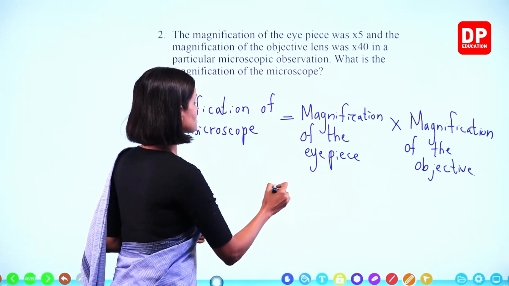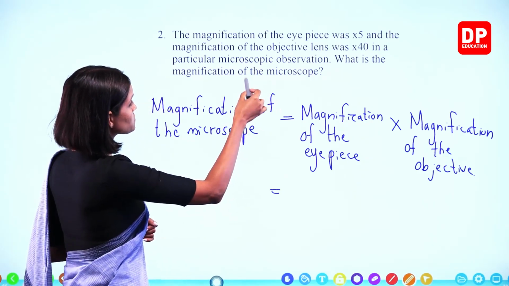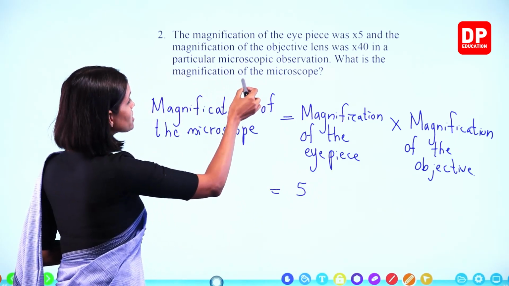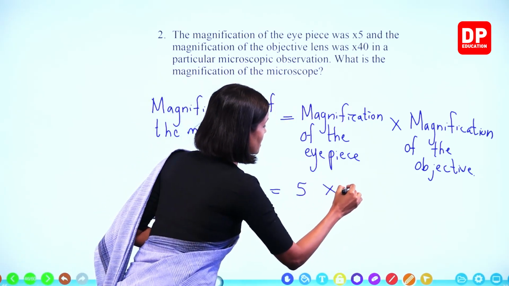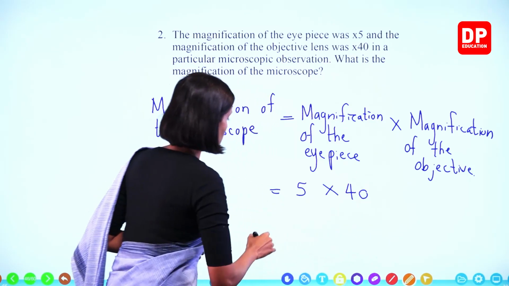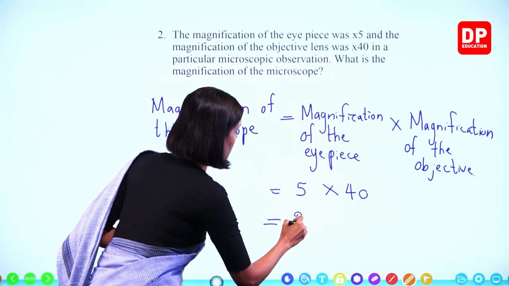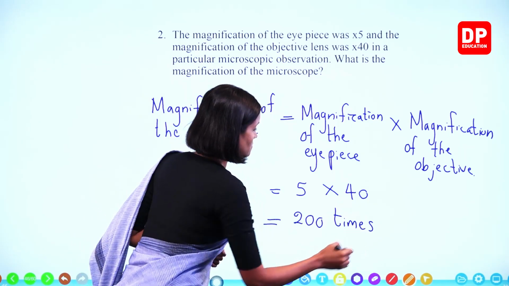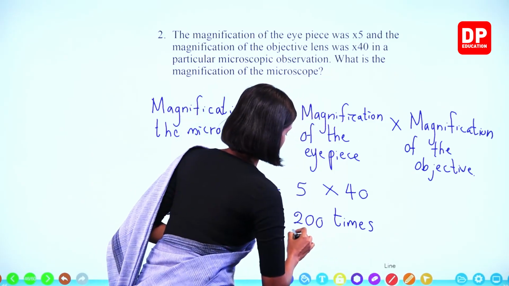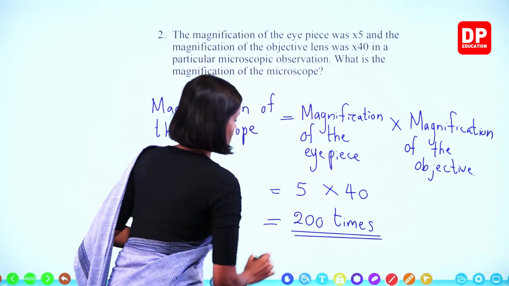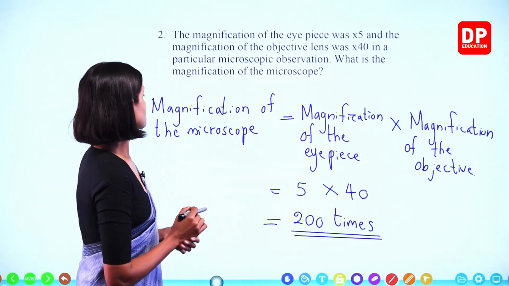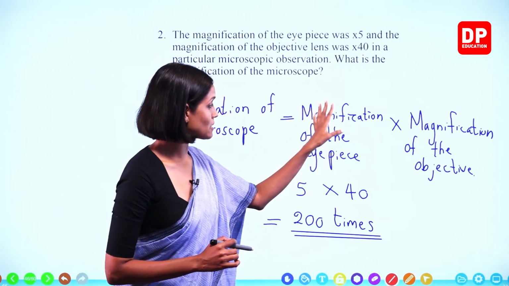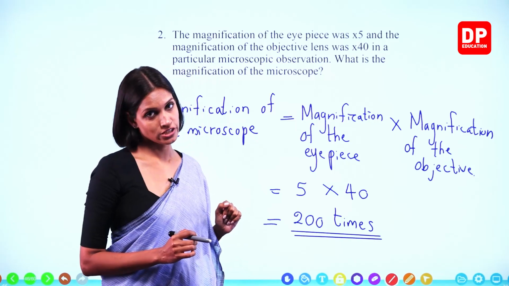So according to this, the magnification of the eyepiece was 5 times. Right. Magnification of the objective lens was 40 times. So what is the answer? 200. 200 times. Right, children? So magnification of the microscope equals the magnification of the eyepiece multiplied by the magnification of the objective. Right?